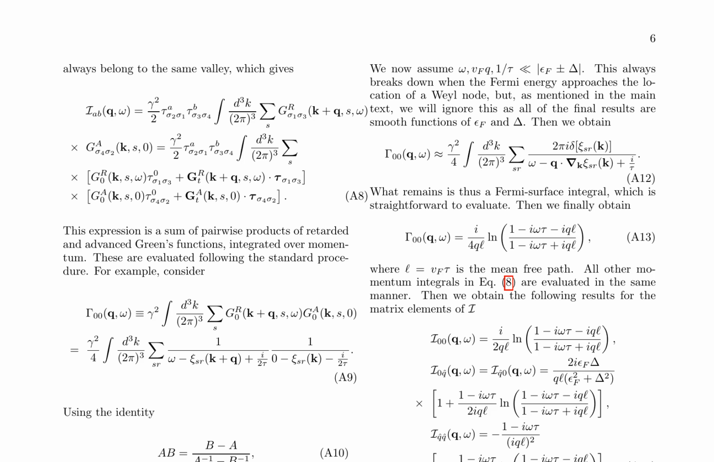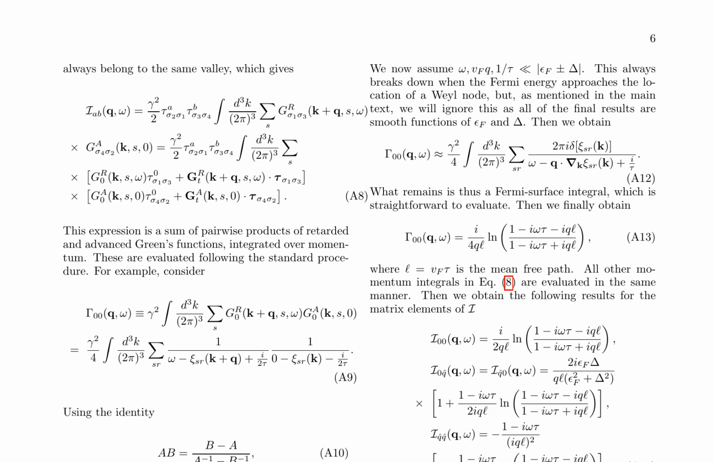We derived the expression for the current-current correlation function in the presence of disorder, as given by equation A8. This expression is a sum of pairwise products of retarded and advanced Green's functions, integrated over momentum. Following the standard procedure, we use the identity A10 to simplify these expressions. For the specific case of gamma OO, which is a sum of products of retarded and advanced Green's functions, we obtain an expression in terms of the Fermi-surface integral using the identity A10, as given by equation A12.